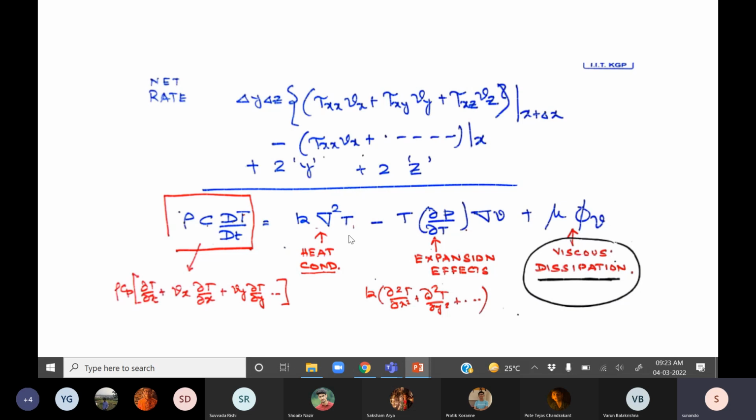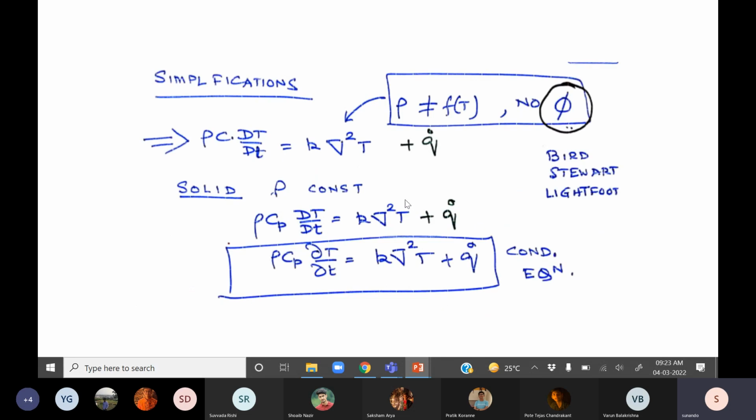This is the heat conduction term. This is the expansion effect. And the last one is the viscous dissipation, which I have just described. So once you simplify this equation by saying that rho is not a function of T, the temperature change is not going to result in a large change in the value of rho.